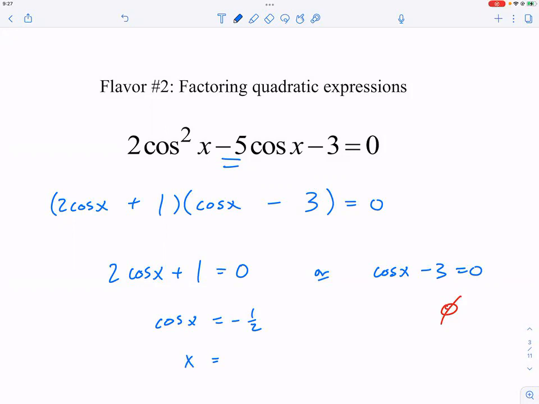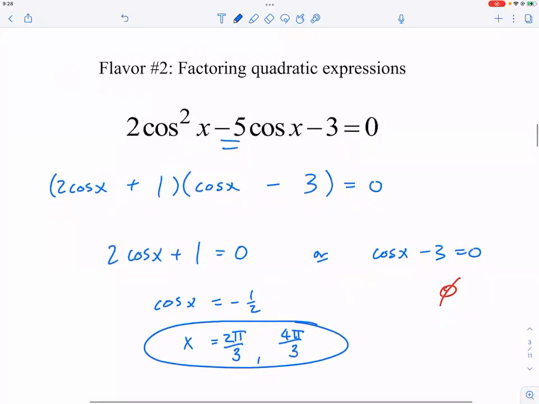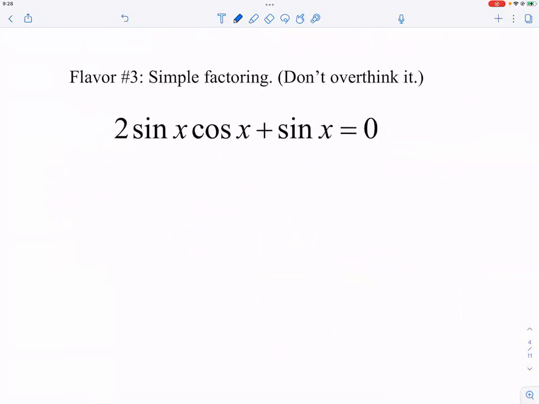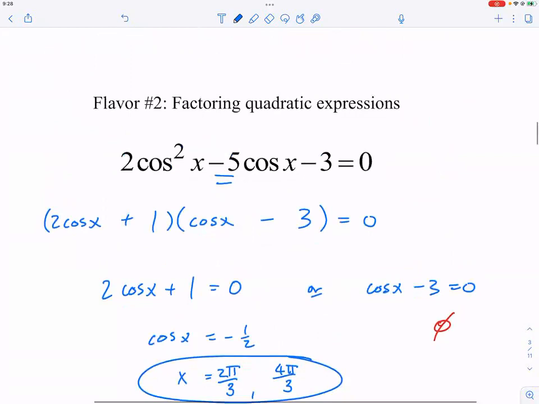So then we will just go ahead and consider cosine x equals -1/2, which will give you angles from quadrant 2 and quadrant 3. So you've got 2 pi/3, and then you also have 4 pi/3. So these are your answers. Okay, so just simple factoring. Make sure you know that you can factor. That's very important. That's flavor number 2.